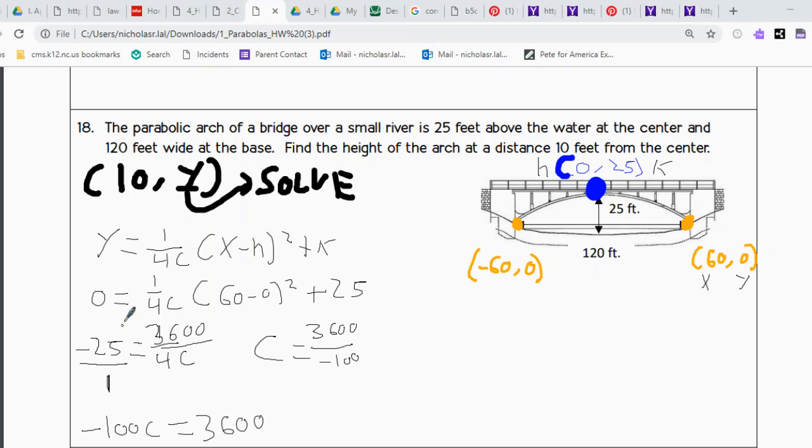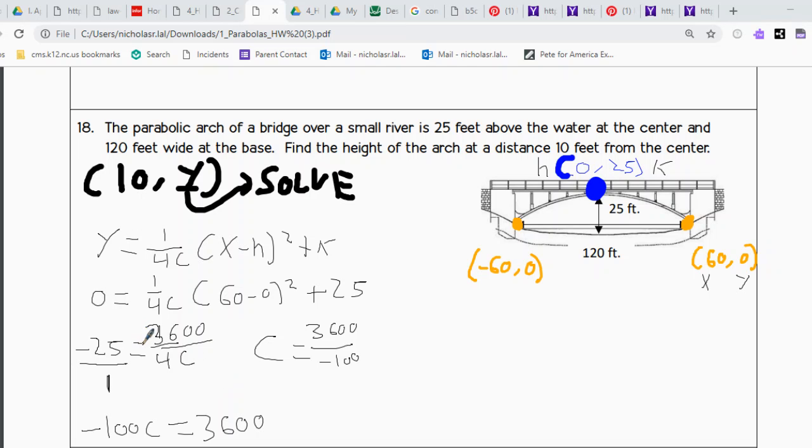All right, so I did cross multiplying. I subtracted 25 from each side, so I had negative 25 is equal to 60 squared, 3,600, times 1 over 4c. So negative 25 over 1 equals 3,600 over 4c. I multiply 4c and negative 25 to get negative 100c. I multiply 3,600 by 1 to get 3,600. Then I divide each side by negative 100 to isolate c. So I have 3,600 over negative 100. So c should be equal to what, negative 36?